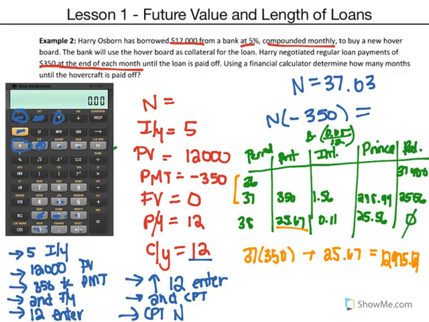$12,975.67. We know the original loan was $12,000, so if we subtract $12,000, we get $975.67. So this is the interest that is paid on this loan.